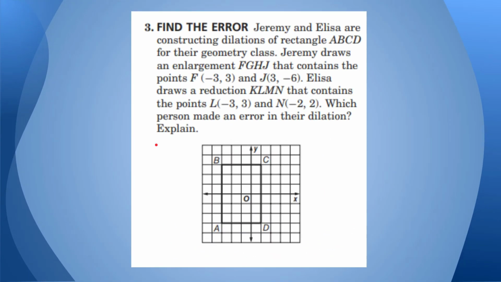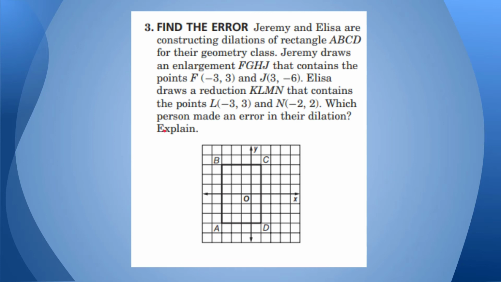All right, next problem, guys. We're to find the error. Who made an error in this group project here? Jeremy and Elisa are constructing dilations of rectangle ABCD for their geometry class. Jeremy draws an enlargement of FGHJ that contains the points F at -3, 3 and J at 3, -6. Elisa draws a reduction of KLMN that contains the points L at -3, 3 and N at -2, 2. Which person made an error in their dilation?